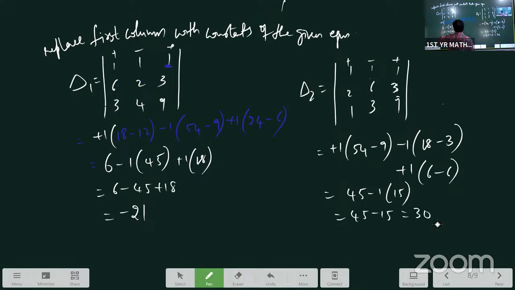So delta 1 what I got is minus 21. Delta 2 what I got is 30. It means replace to get delta 1, replace first column with constants. To get delta 2, replace second column with the constants. Similarly, now delta 3 means replace the third column with the constants. So what is the third column in this case? 139. I should replace it with 163.